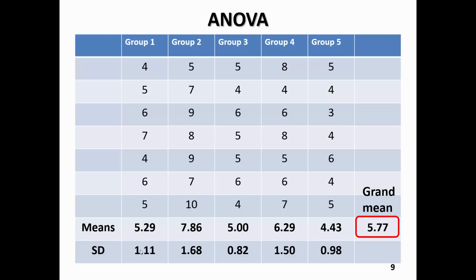And we have the standard deviations associated with each. Note that what I have here on the far right hand corner is something called the grand mean. This is the overall average collapsed across all 5 groups. Now, in and of itself, the 5.77, an average of the averages, is not particularly meaningful, but it is necessary when we calculate the analysis of variance.